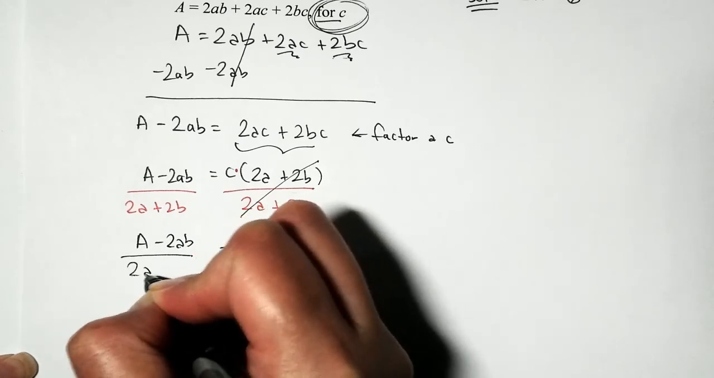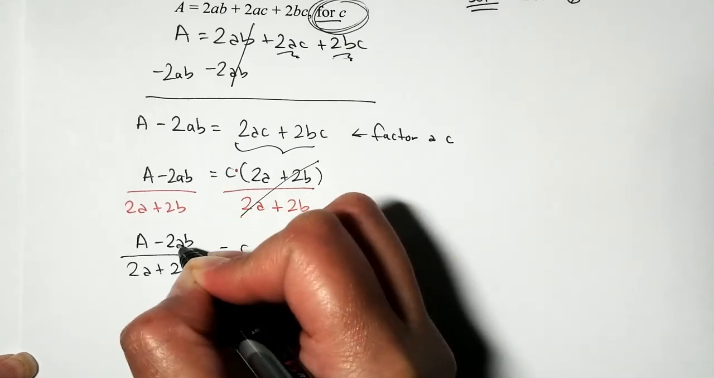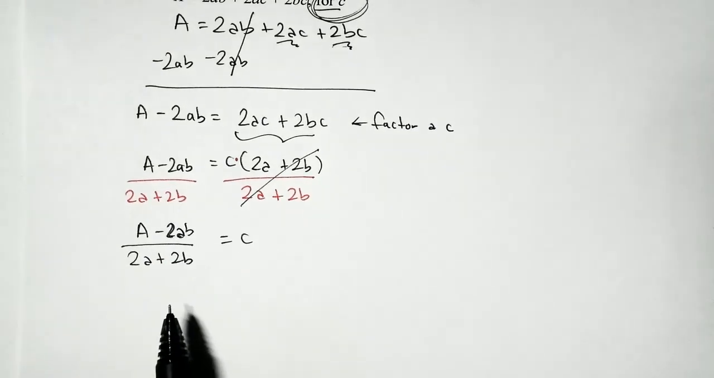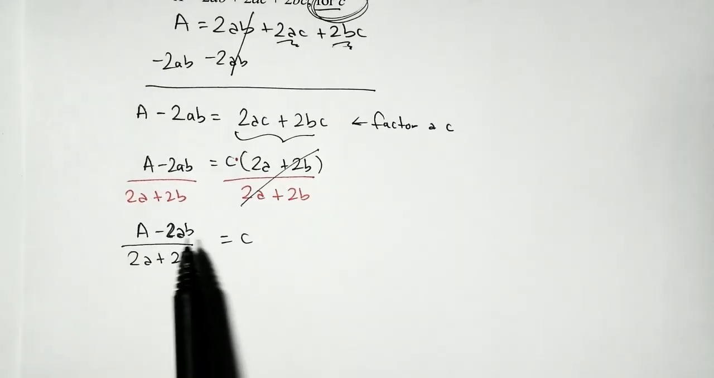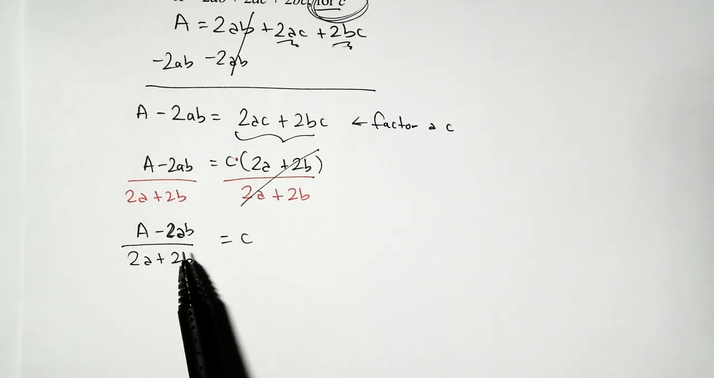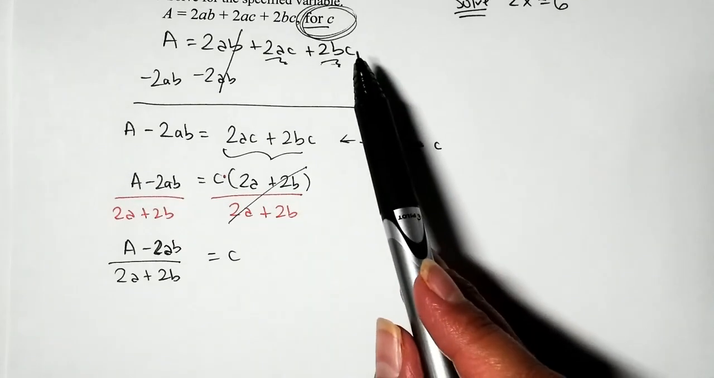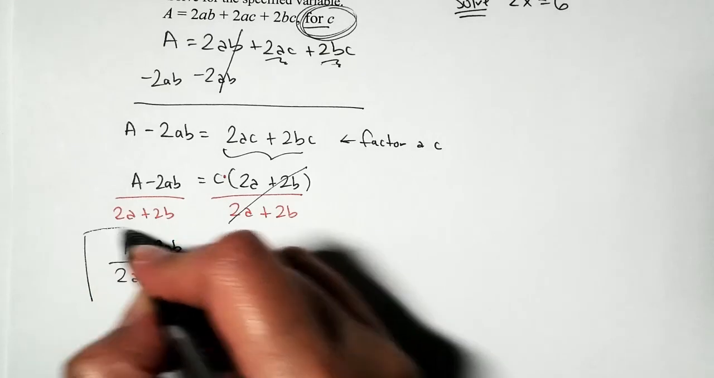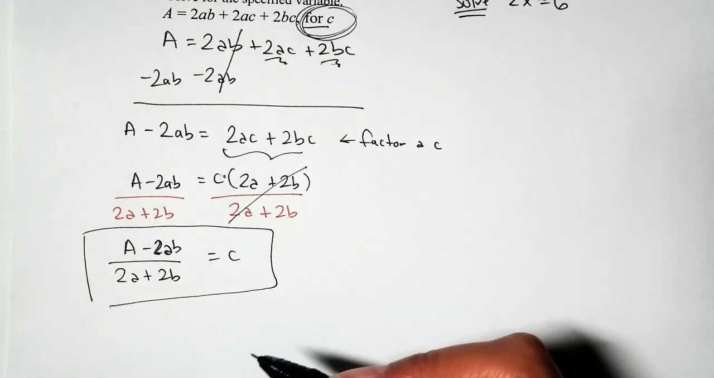But the question that I want to ask myself is this: is my fraction reduced? In this case our fraction is reduced because a, 2ab, 2a, and 2b don't have any factors in common other than 1. Did we nail it? Yeah, we were asked to solve for c. Is c isolated? It sure is. Fantastic. Alright guys, until the next time.